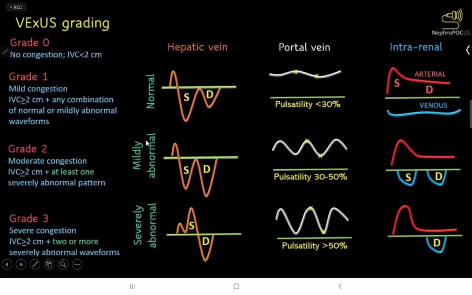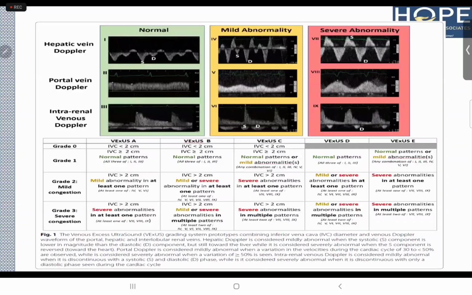So based on the two most abnormal features along with the IVC diameter, you grade whether it is VExUS grade 0, 1, 2, or 3. And this has correlation. And this is how you can give either VExUS score 0, 1, 2, 3, or even A, B, C according to this table.